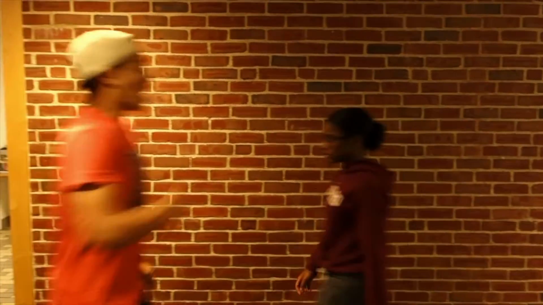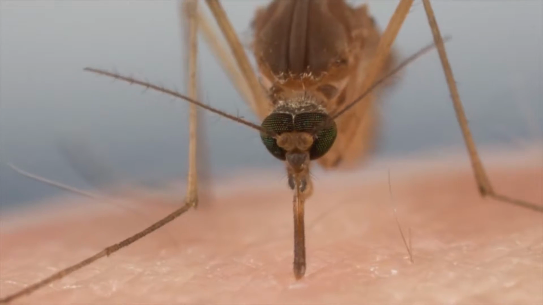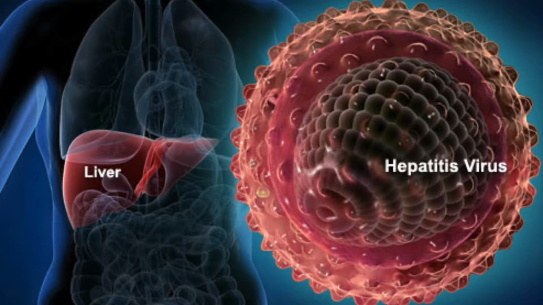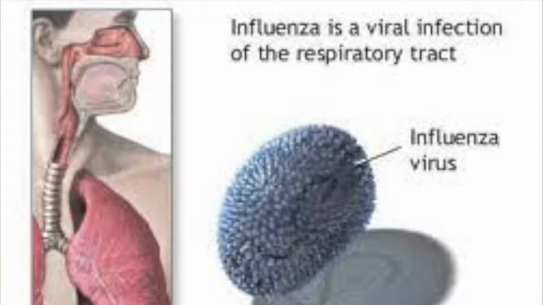Viruses can be spread in various ways, including through the air, contact with an infected organism, transfer of bodily fluids, in food, or via insects such as mosquitoes. Some examples of viruses are chickenpox, hepatitis, Ebola, cold sores, and even the common cold.